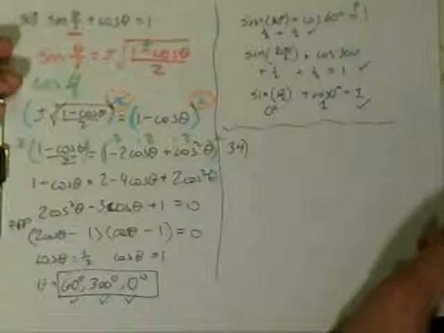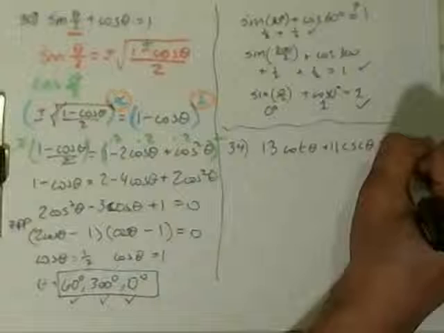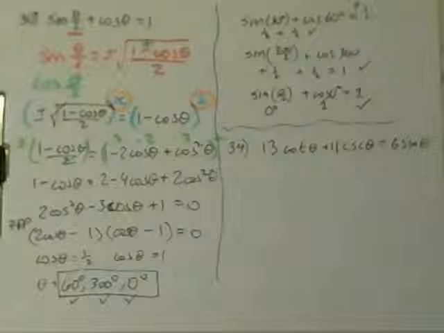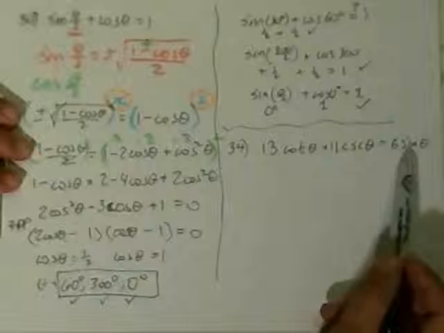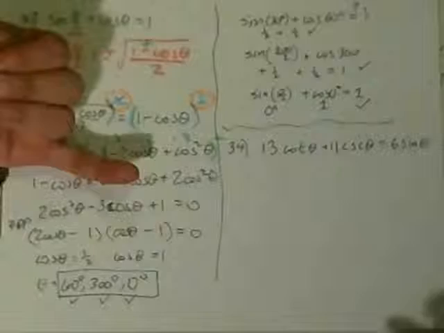13 cotangent of theta plus 11 cosecant theta is equal to 6 sine of theta. As in section 6.1, we went over this type of problem earlier. The cotangent and the cosecant is kind of tricky. So remember I said earlier in 6.1, change all of these, the secant, cosecant, tangent, cotangent into sines and cosines.